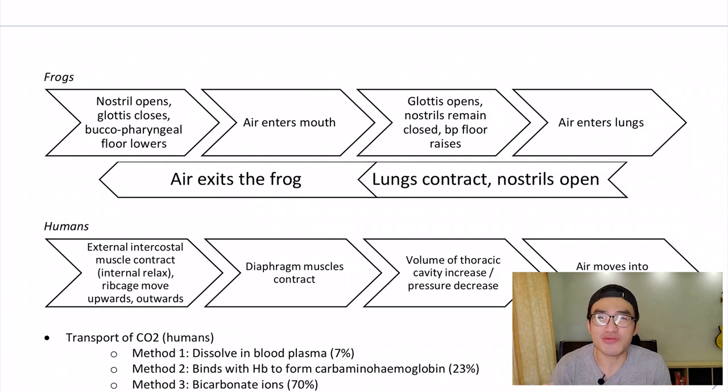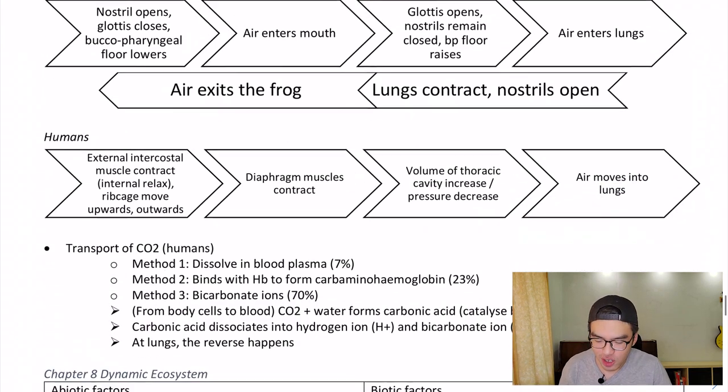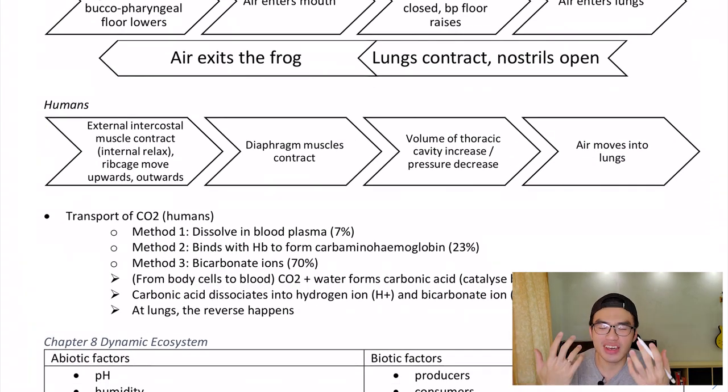But when they exhale, it's very simple. So lungs contract, nostril open, air exits the frog. It's a one-step thing. Okay, so frog is a bit funny. Next, humans, you learn this in Form 3, okay, for God's sake.